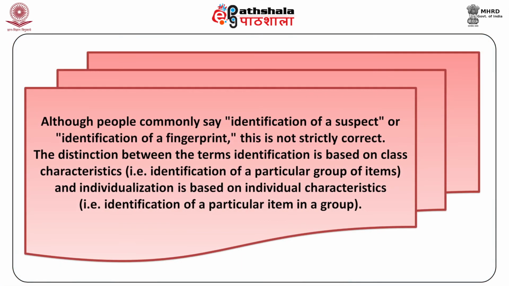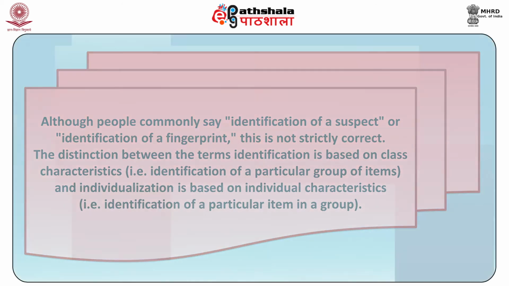Although people commonly say identification of a suspect or identification of a fingerprint, this is not strictly correct. The distinction between the terms is that identification is based on class characteristics, which means identification of a particular group of items, and individualization is based on individual characteristics, which means identification of a particular item in a group.